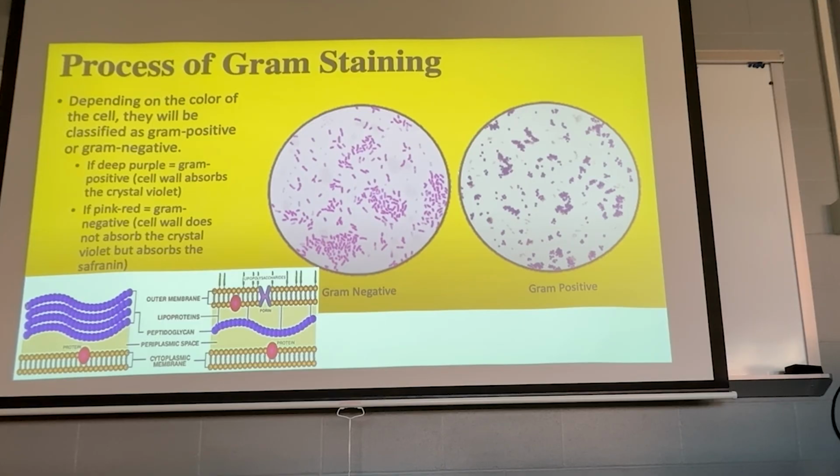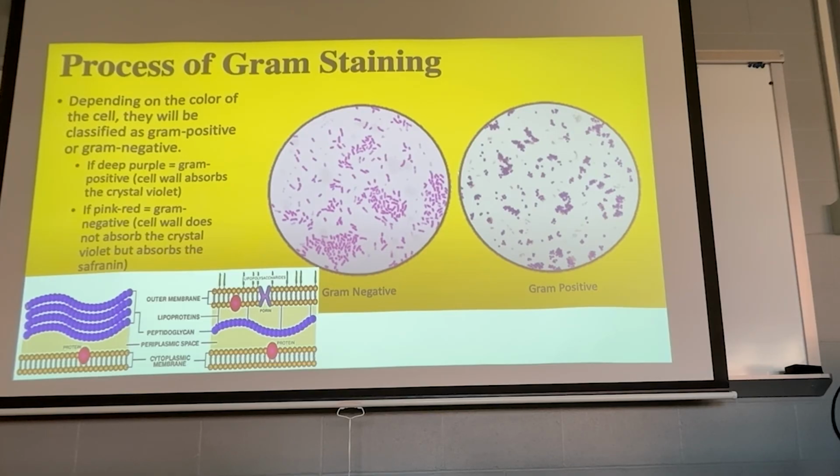This wall is made up of a specialized polymer that's called peptidoglycan. The peptido means protein, glycan means sugar. This is a polysaccharide, a really long sugar with amino acids mixed in. And it's very specific to prokaryotes. We don't have anything like it that makes up the cell wall. The cell wall of gram-positive bacteria has many layers of this peptidoglycan polymer that binds to the purple stain.